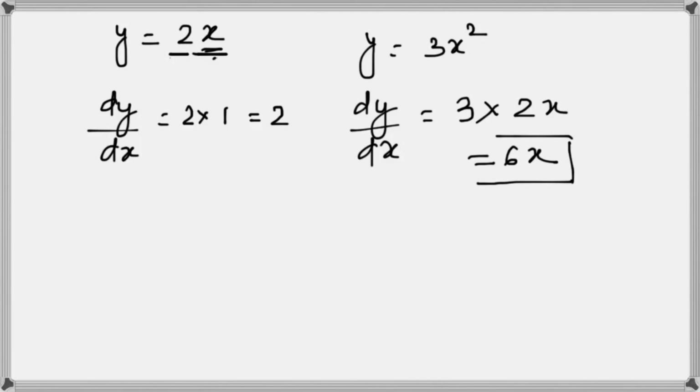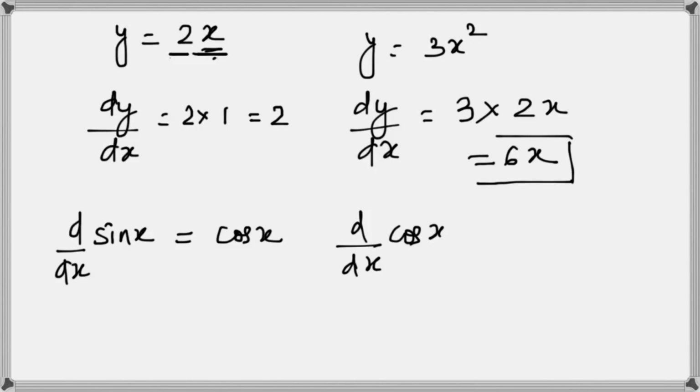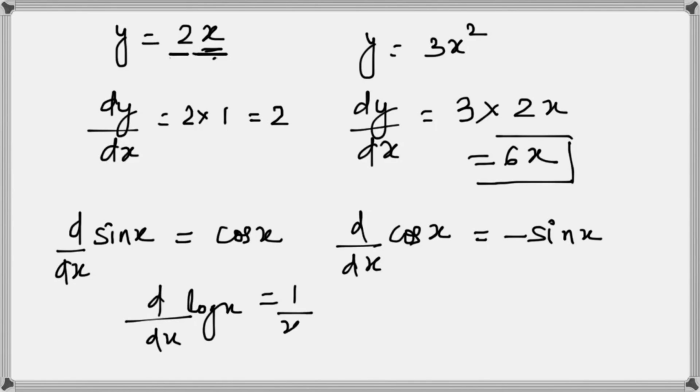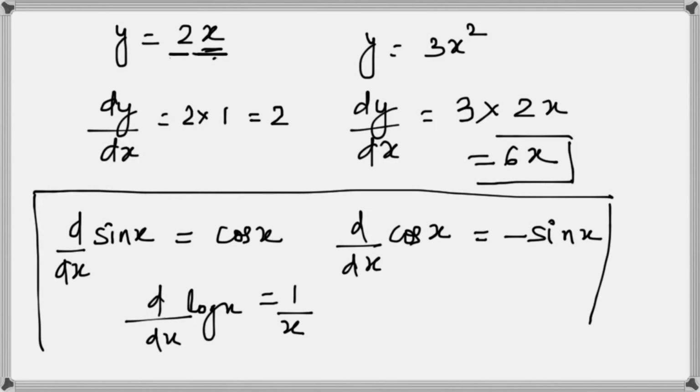Apart from these, in physics you will need these two derivatives. D by dx of sine x comes out to be cos x, and d by dx of cos x comes out to be minus sine x. And let's just add one more, maybe we will see it somewhere, d by dx of log x equals to 1 upon x. So make it a point to memorize these three values.